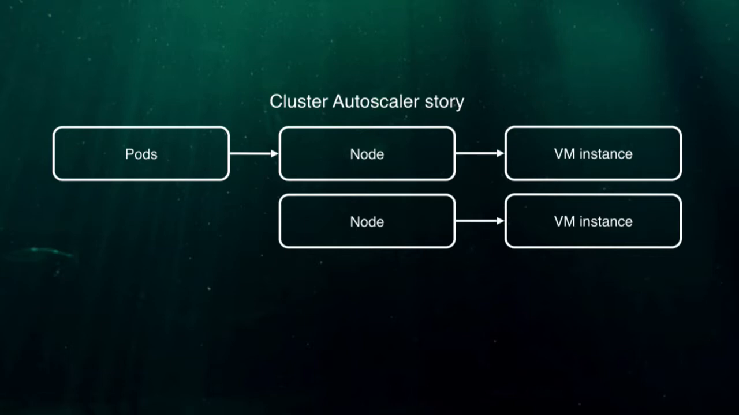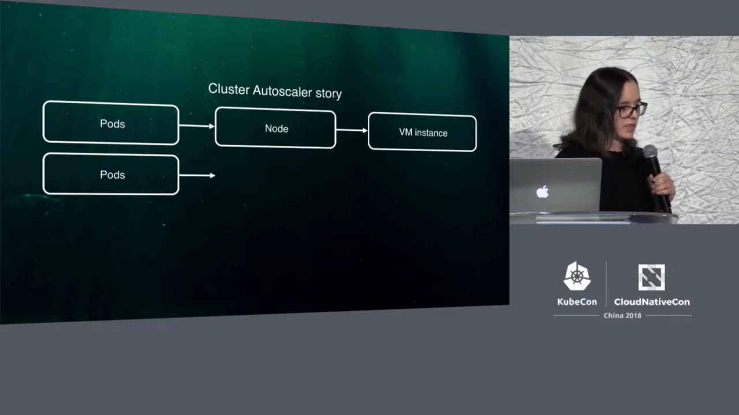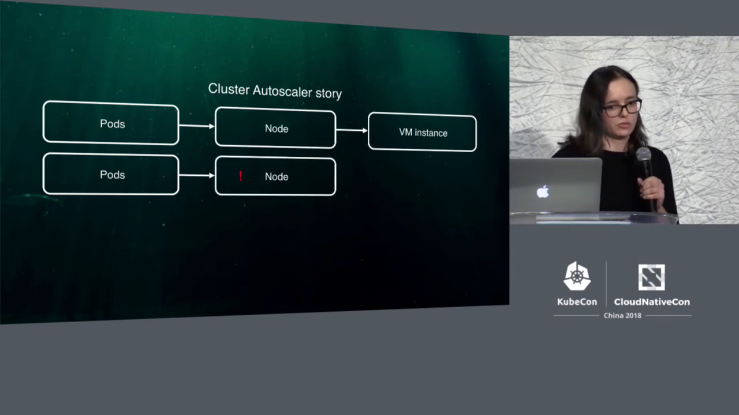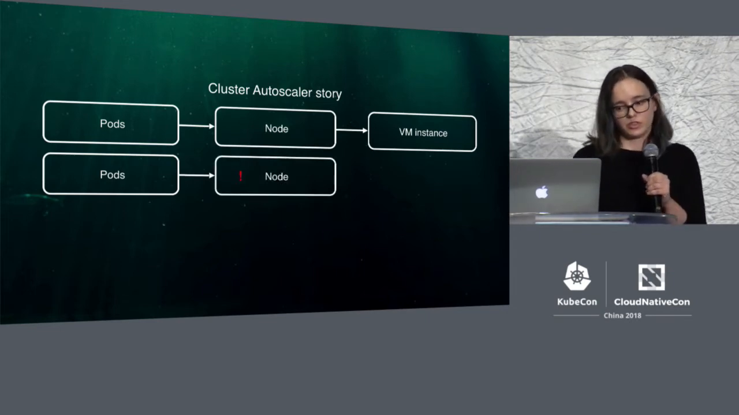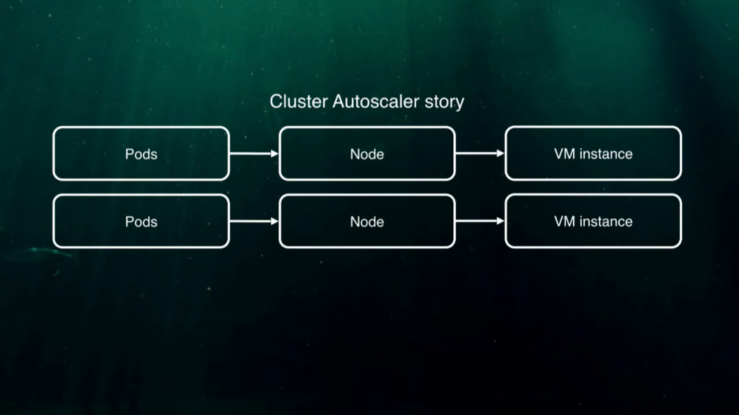What we do instead is we want to delete the VM, and then when it gracefully shuts down, the node will disappear as well. So similarly, when there are pending pods and we want to add a node, we don't want to create a fake node object. What we want to do is to spin up another VM instance that will register as a node in the cluster, and then the pods can be scheduled there.